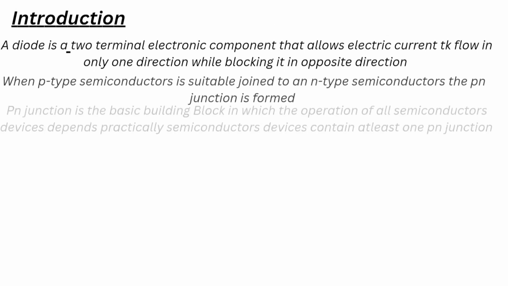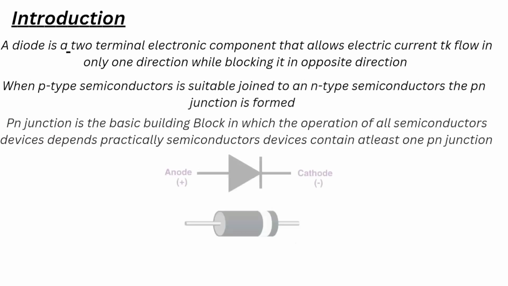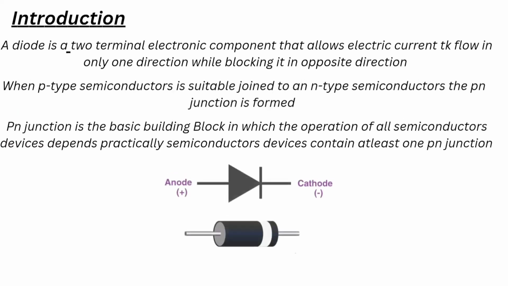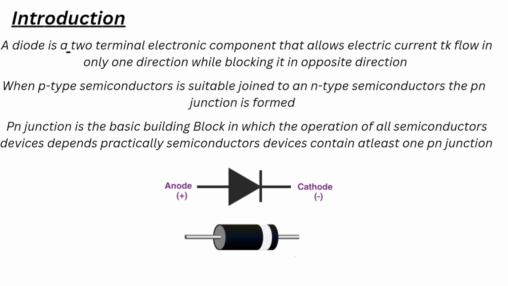See, a diode is a two-terminal electronic component that allows electric current only in one direction. Means this diode has two terminals, but it will allow the flow of current in only one direction, while in another direction it will block the flow of current. See how the junction will be formed: when n-type semiconductor is joined with the p-type semiconductor, these two will form one junction. That junction is called PN junction diode.